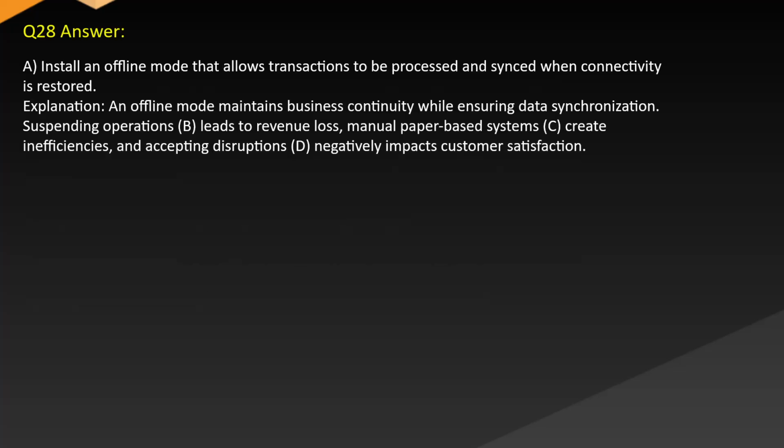Answer A. Install an offline mode that allows transactions to be processed and synced when connectivity is restored. Explanation: an offline mode maintains business continuity while ensuring data synchronization. Suspending operations, B, leads to revenue loss. Manual paper-based systems, C, create inefficiencies, and accepting disruptions, D, negatively impacts customer satisfaction.